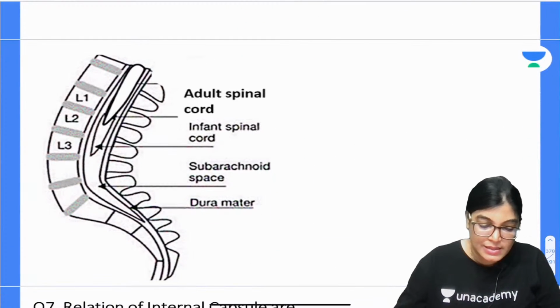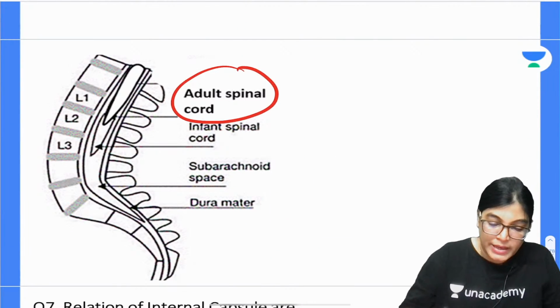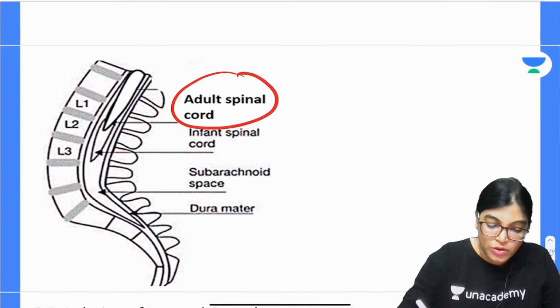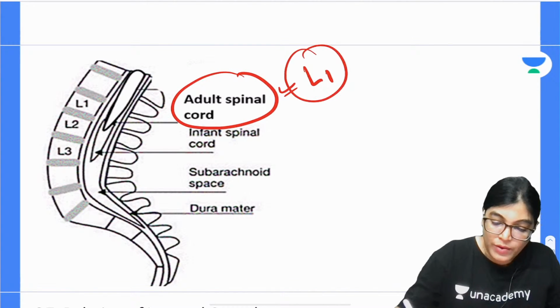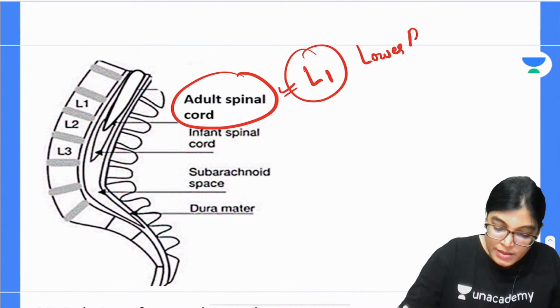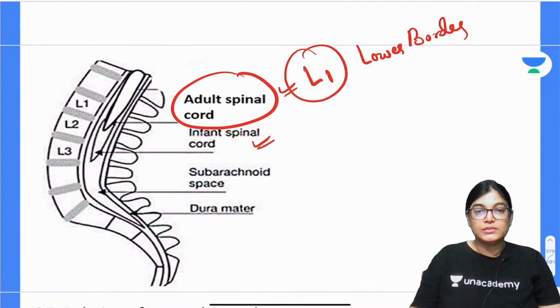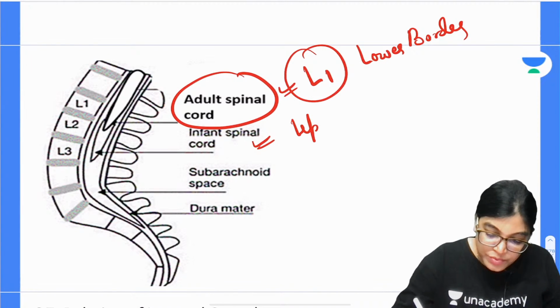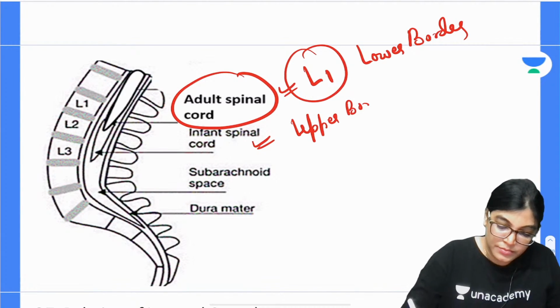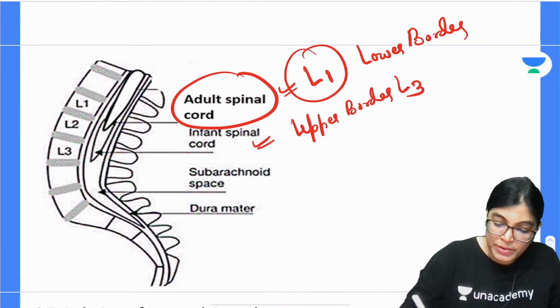So, let us see this. In case of adult spinal cord, can you see here? In case of adult spinal cord, it is ending at the lower border of L1. In case of infants, it is ending at the upper border of L3 lumbar vertebra.